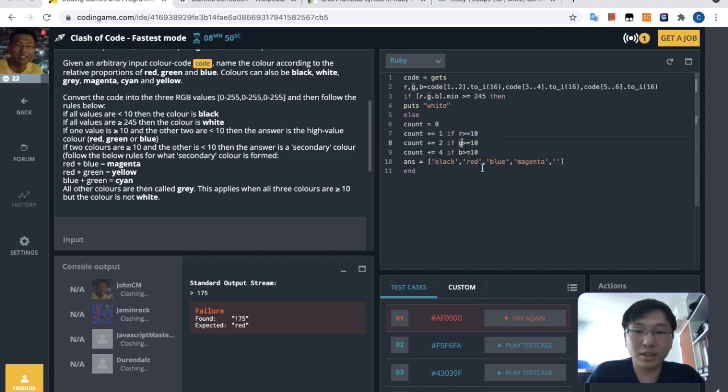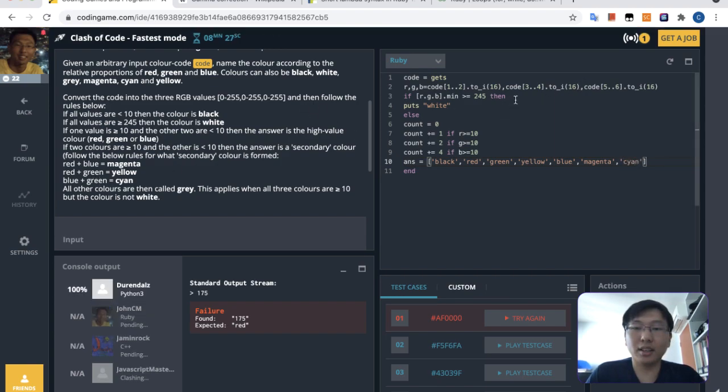Oh, so this is actually green. Count is 2 is green. Red and green will be yellow. Count is 4, it will be blue. The count is 5, 4 plus 1 is red and blue. Red and blue is magenta. If the count is 6, 4 plus 2 is blue and green, cyan.